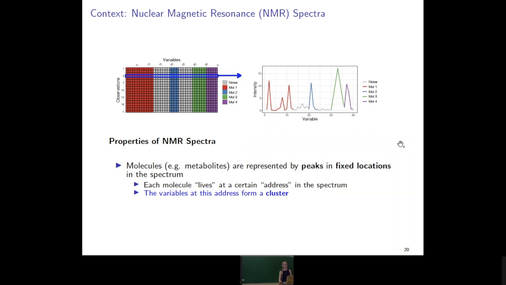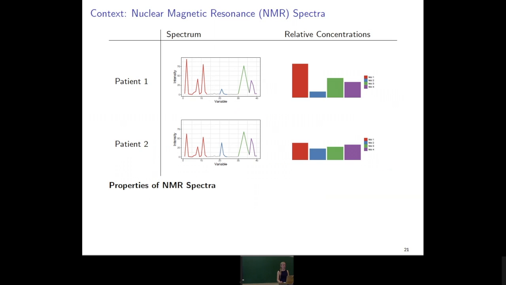And then the variables that are at that address, so all the variables, for example, here 0 through 12 per se, all of those variables represent the same molecule, and so they essentially form a cluster of variables. Aha, clustering of variables is already coming back.